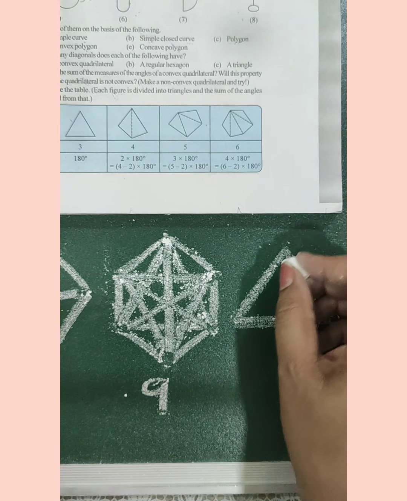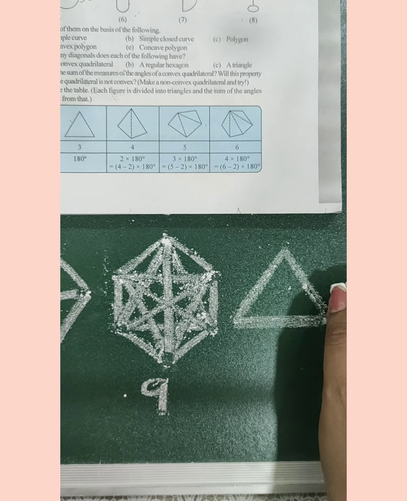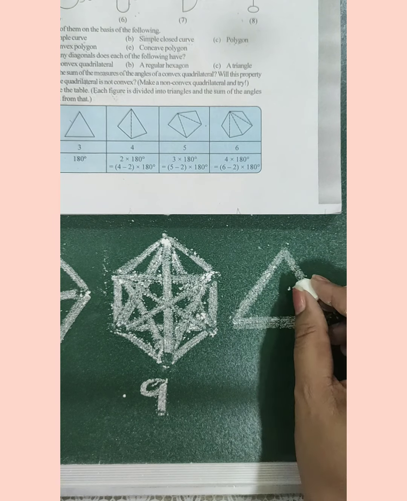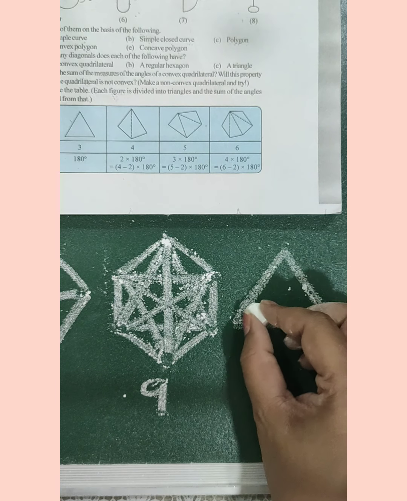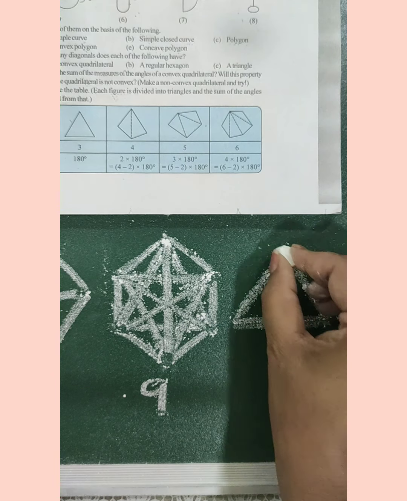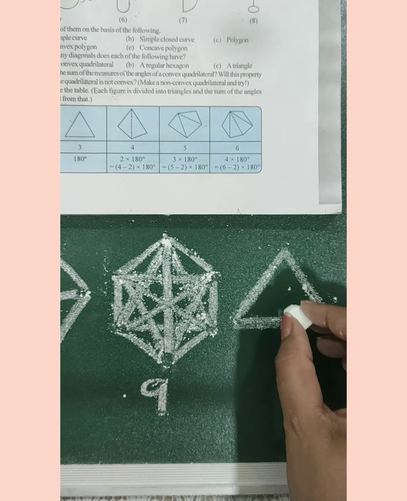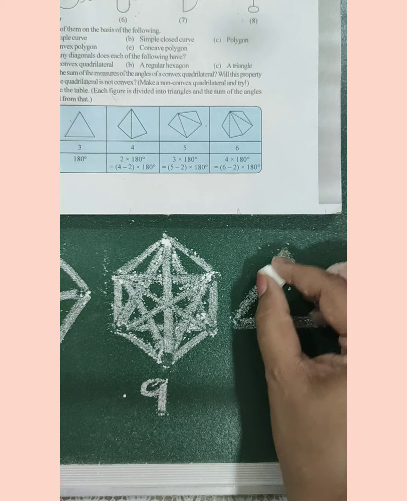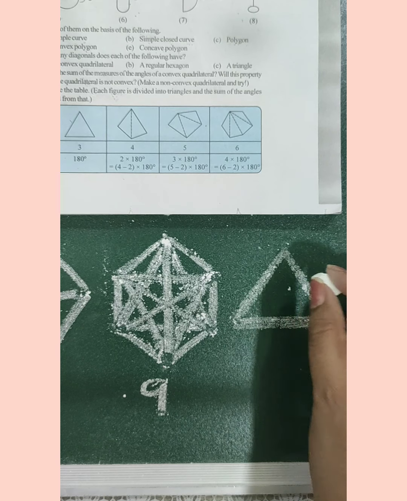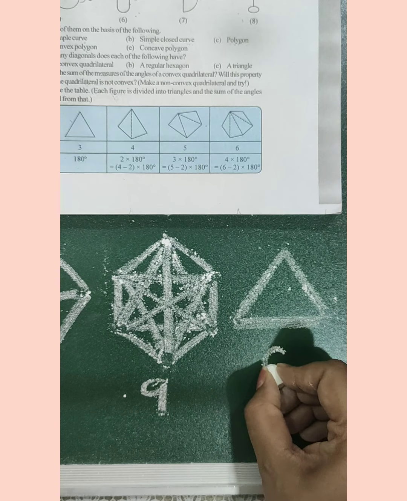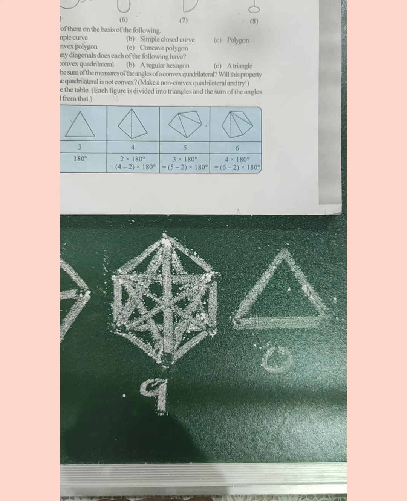If I draw a triangle and try to find the diagonals, it is not possible in a triangle. As you can see, the vertices are adjacent to each other, they are consecutive to each other, they are not on the opposite side. So it's not possible to draw a diagonal. So I can say that a triangle has 0 diagonals.